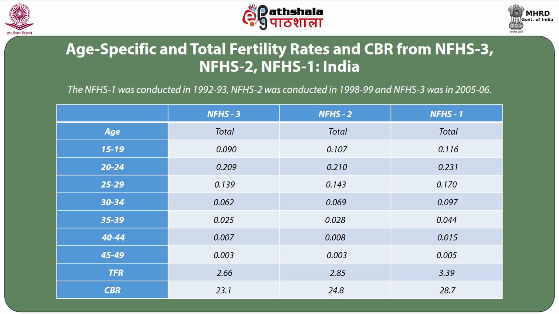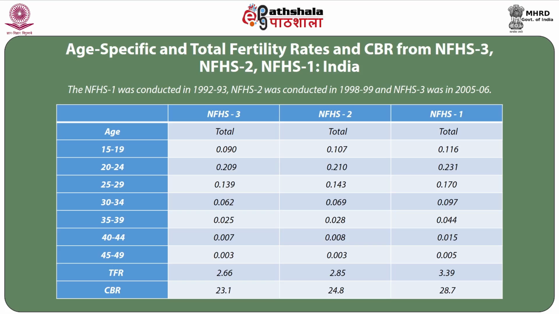In the reproductive age of 30 to 34 years, in NFHS 1 it was 0.097 and in NFHS 2 0.069, and in the latest round, NFHS 3, it was 0.062. In the reproductive age of 35 to 39 years, NFHS 1 showed the fertility level as 0.044, which has come down to 0.028 in NFHS 2 and further came down to 0.025.